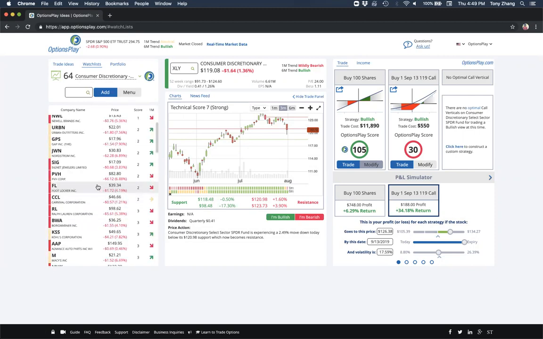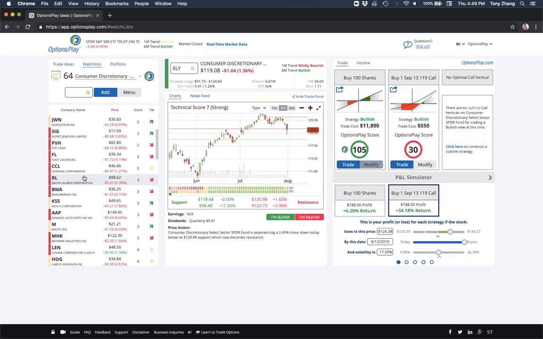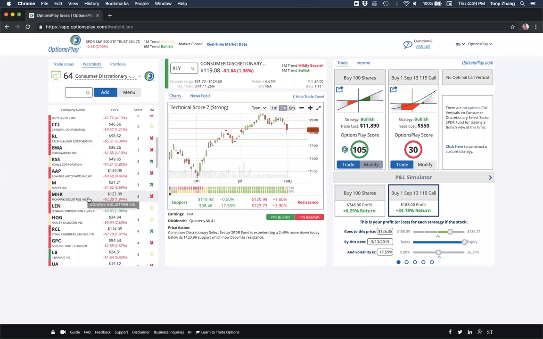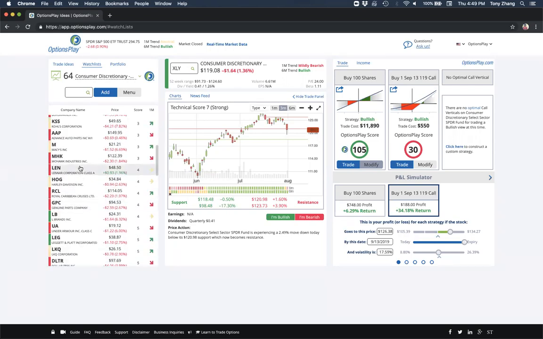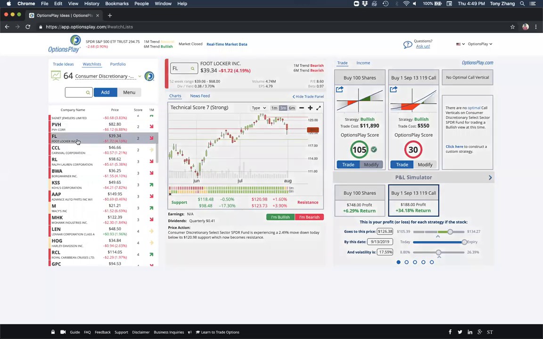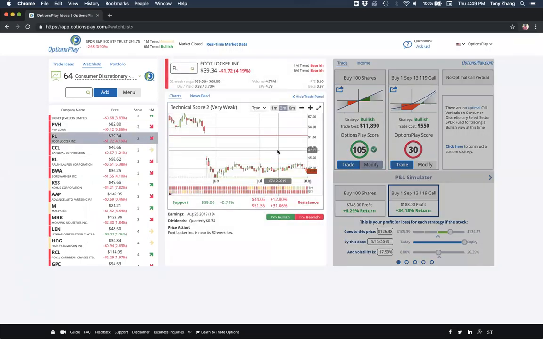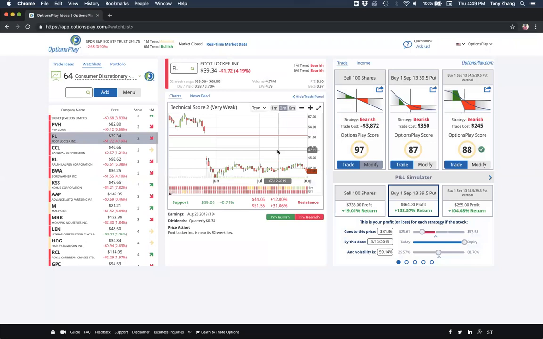Names like Foot Locker, Ralph Lauren. These are stocks that have quite a bit of exposure to China. Even Under Armour, Tiffany's, these types of names I think have some exposure. So if you look at these types of stocks, these are the stocks where you may have some opportunities to the downside. That's where we would consider buying a put option.